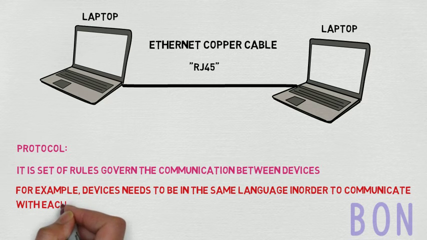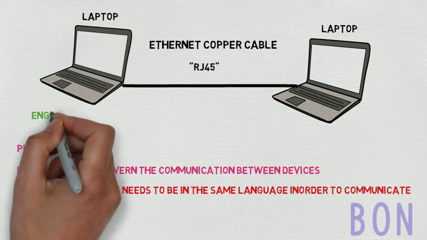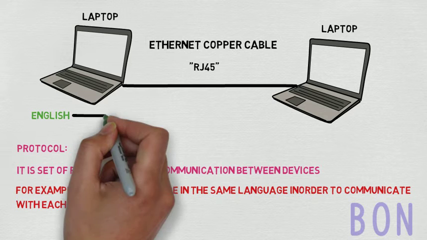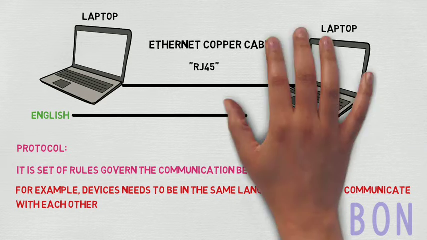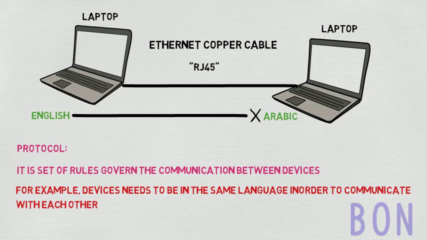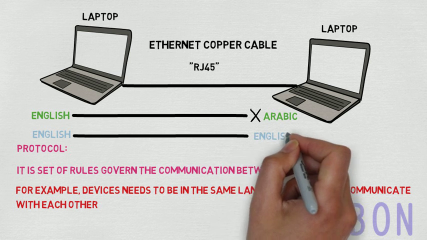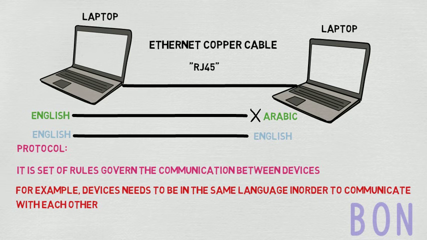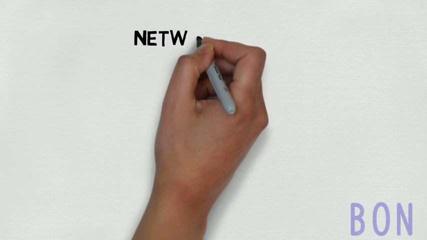I will show you an example of how it works. For example, we have two persons. One person talks in English, the other person is talking in Arabic. In that way, they cannot communicate with each other, right? But if one person talks in English and the other person also talks in English, they know how to talk with each other. So that's an idea of what a network is.